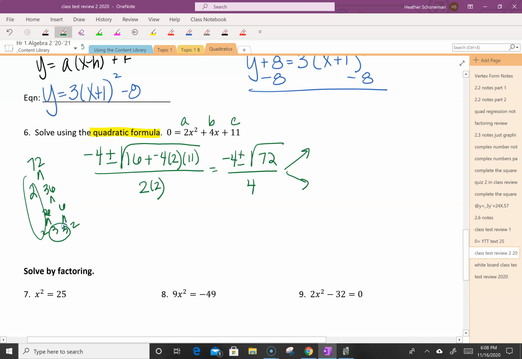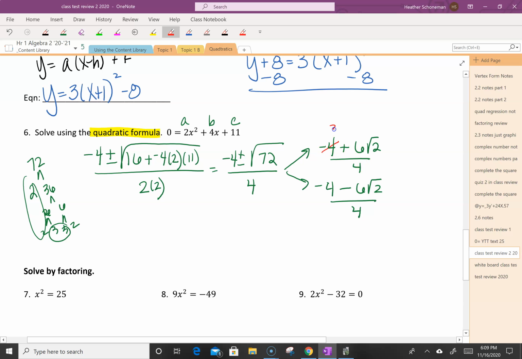So here's a pair, here's a pair. So 2 times 3, 2 underneath. So it's going to be negative 4 plus 6 square root 2 over 4, and negative 4 minus 6 square root 2 over 4. Now, I do not start simplifying until I've split it. Now that I've split it, now I can simplify. All right, so I'm going to look not at the radical, but the other 3, the 4 and the 6.